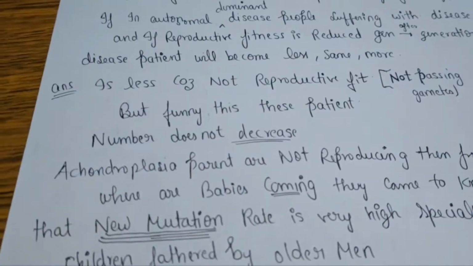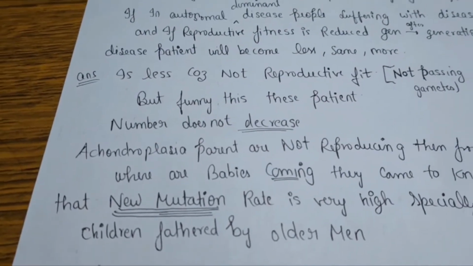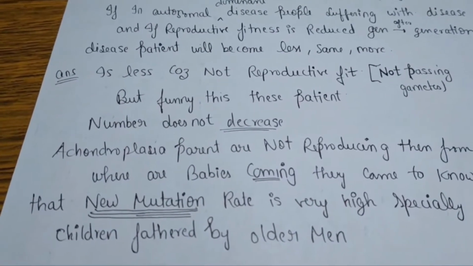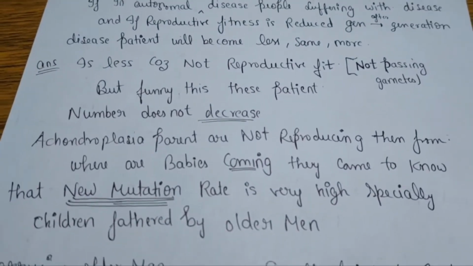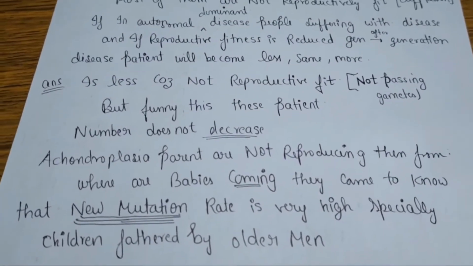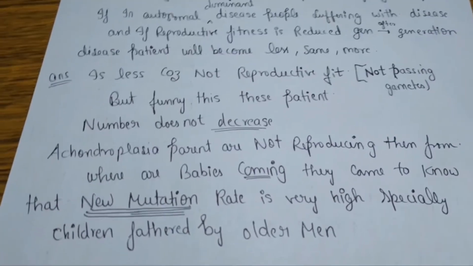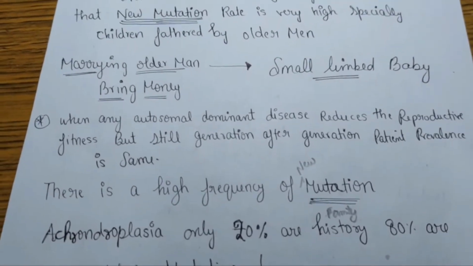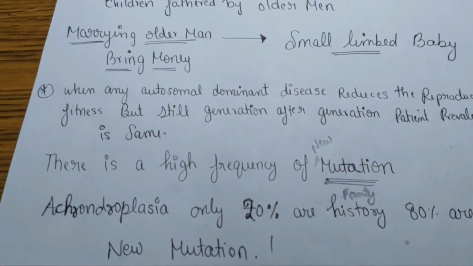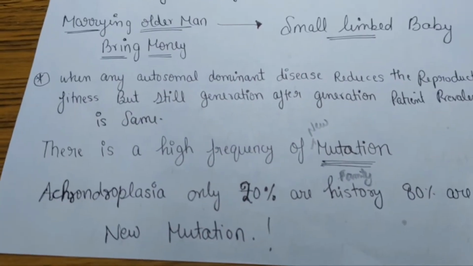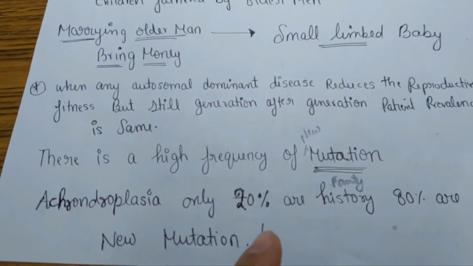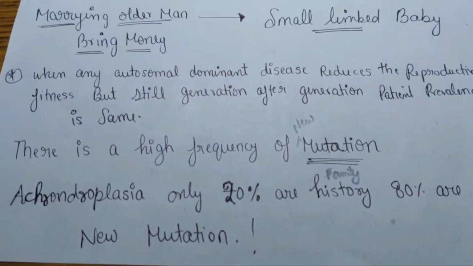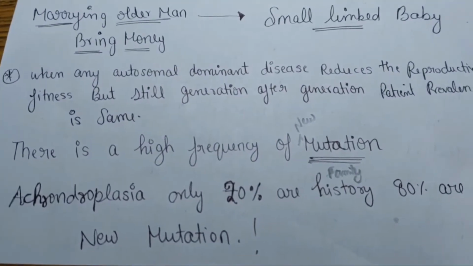But scientists found out that this is not the case. Even though patients suffering from achondroplasia are not reproducing much, the prevalence of achondroplasia, instead of decreasing, is pretty high in society. The scientists found out that there is a high frequency of new mutations, and in achondroplasia only 20% of patients have a familial history, whereas 80% of the people who suffer from achondroplasia are new mutations.